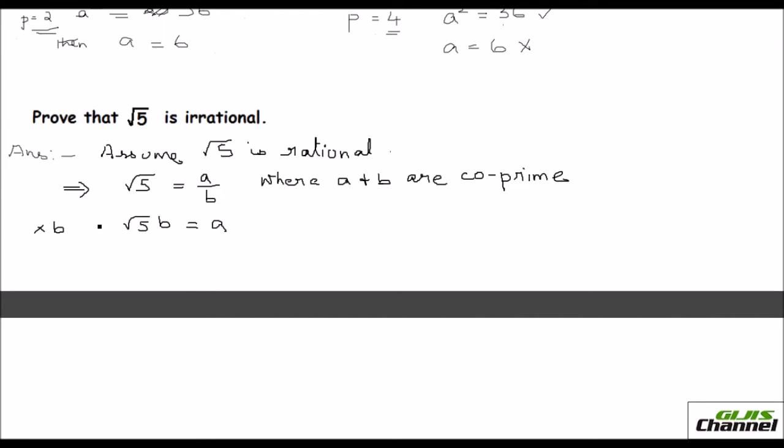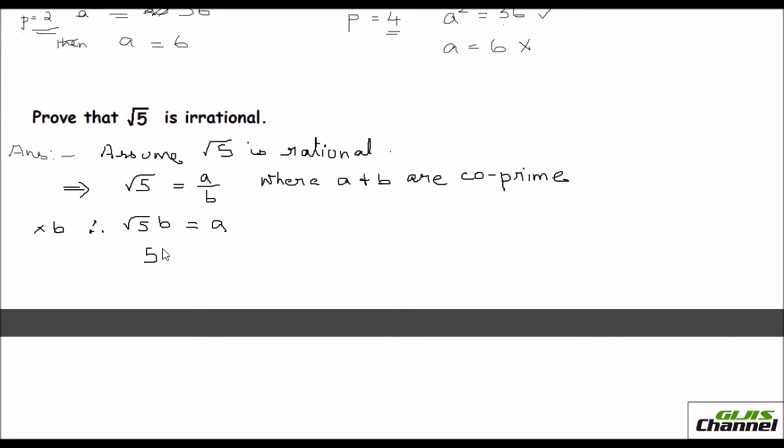Therefore, root 5b is equal to a. Squaring both sides, you get 5b square is equal to a square. So from this, what do you derive? This implies 5 is a factor of a square, right? a square is divisible by 5.